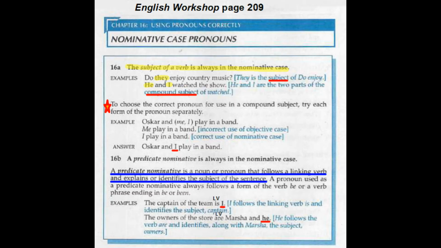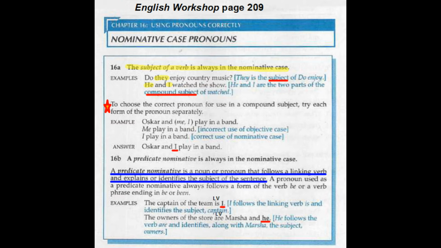Okay, now let's look at Rule 16b. A predicate nominative is always in the nominative case. That's why it's called a predicate nominative. It's going to use those nominative pronouns, okay? It's renaming the original subject. Let's underline that information. A predicate nominative is a noun or a pronoun that follows a linking verb and explains or identifies the subject of the sentence. A pronoun used as a predicate nominative always follows a form of the verb be or a verb phrase ending in be or been.